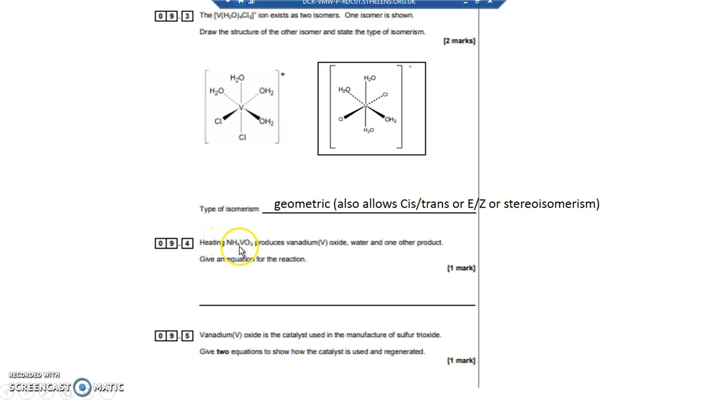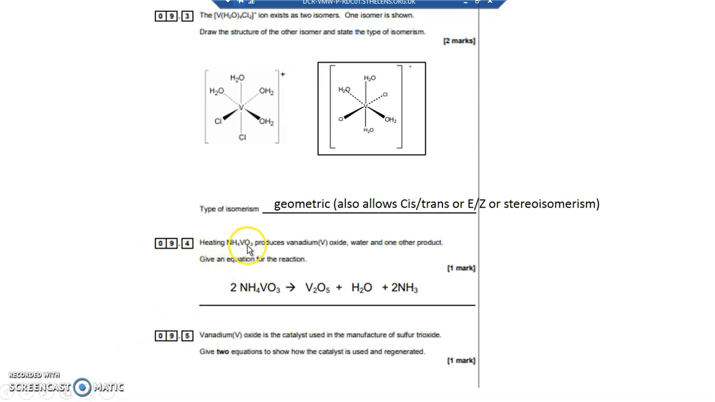Heating NH4VO3 produces vanadium 5 oxide, water and another product. Well, we need to decide what V5 oxide is. Vanadium is in oxidation state plus 5. Oxygen, O, is in oxidation state minus 2 because it's in group 6, going to gain 2 electrons. So I've got a 5 oxidation state and a 2 oxidation state. So let me do spoilers and show you what vanadium 5 oxide is, and you'll understand.